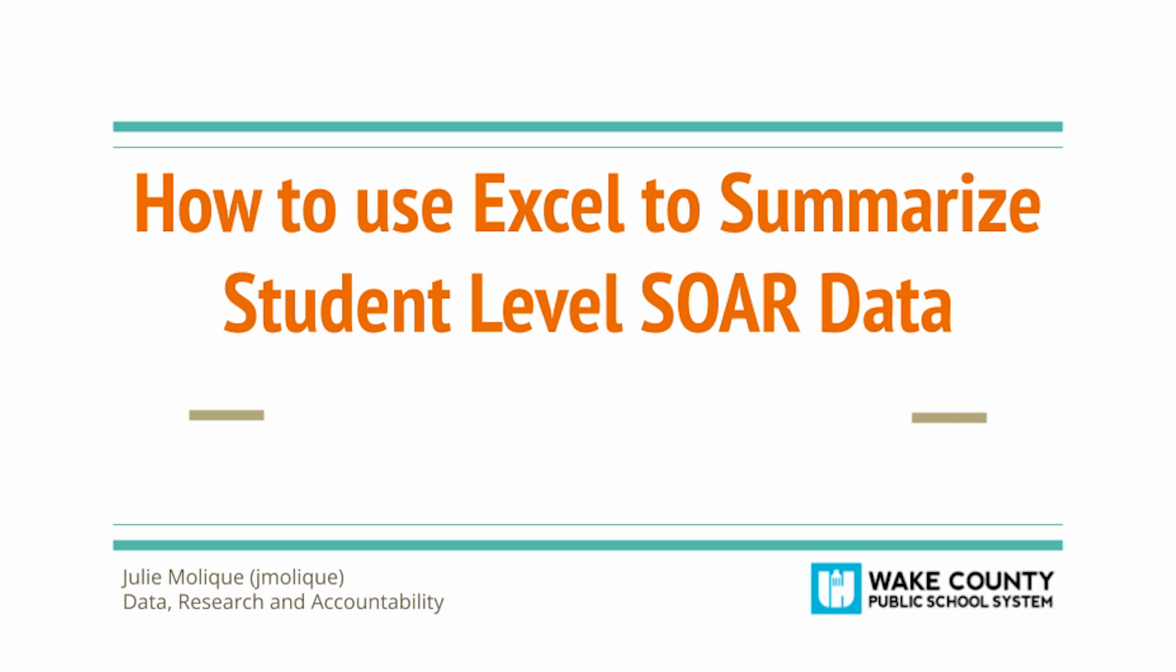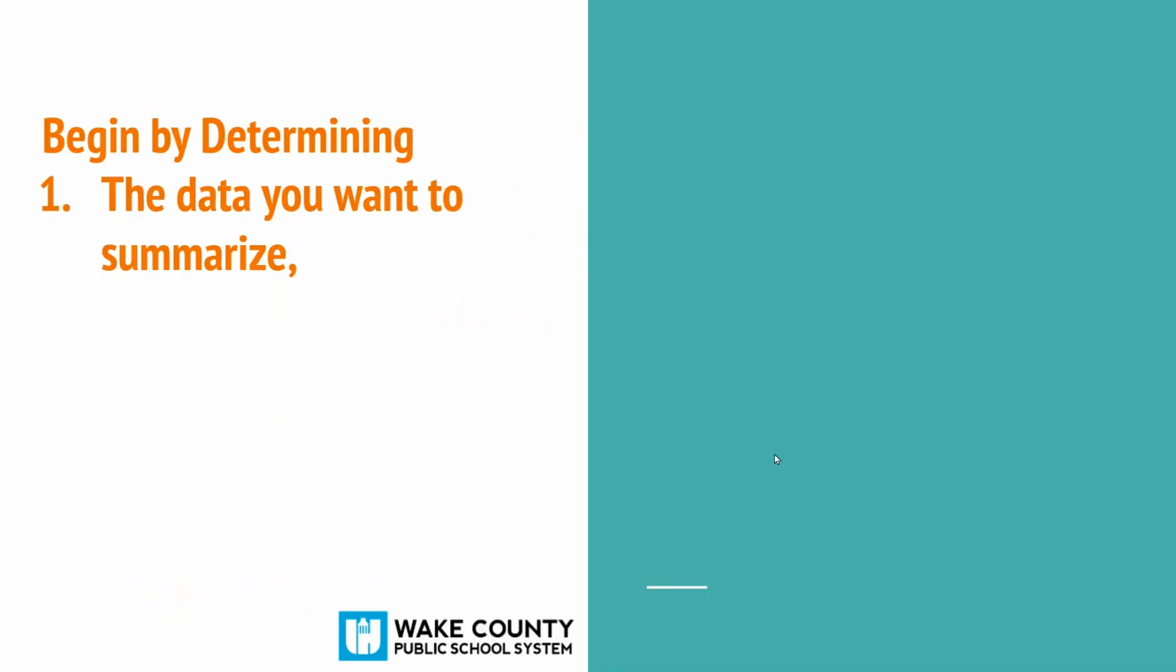Now, before we start, what we need to do is just talk about what to think about before we go into either one of those tools. So, first thing we need to think about is what data do you want to summarize? What's your data question? If you're interested in absenteeism, if you're interested in maybe some summary of FastBridge data, NC check-ins, survey data, all of that is available, or grades, all of that's available in SOAR. So the first thing you need to think about is what data you want to summarize.